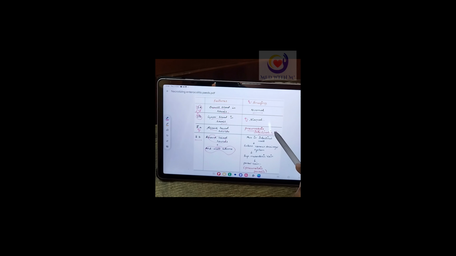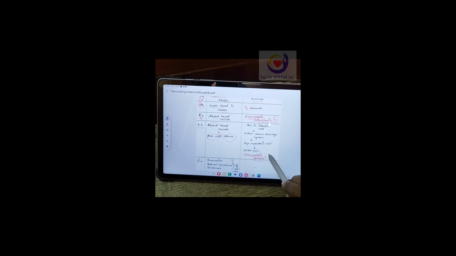In 2B, there will be portal venous gas. What is meant by that? Air in the intestinal wall enters the venous drainage and reaches the superior mesenteric vein. The superior mesenteric vein drains into the portal vein. Air in the portal vein is called portal venous gas. This is a complicated NEC.